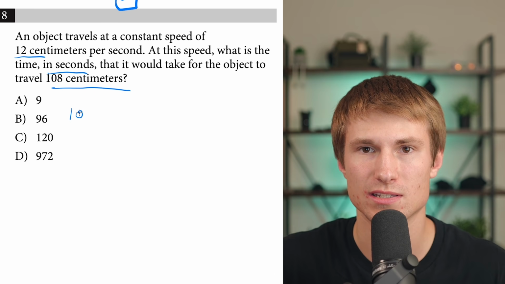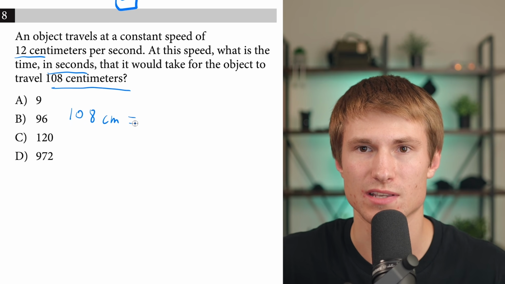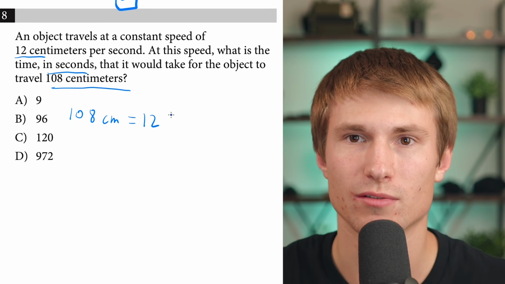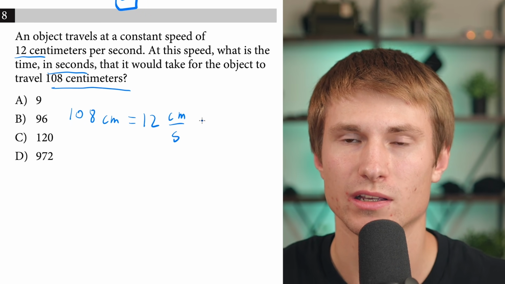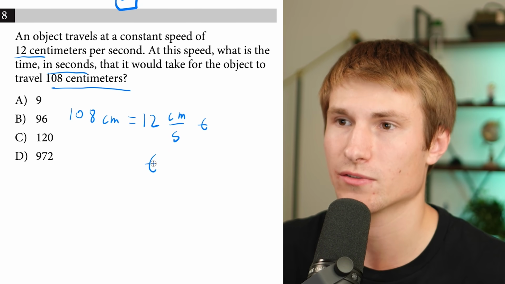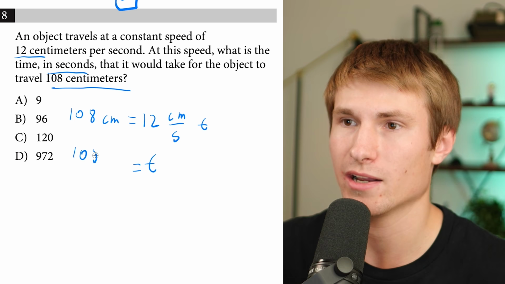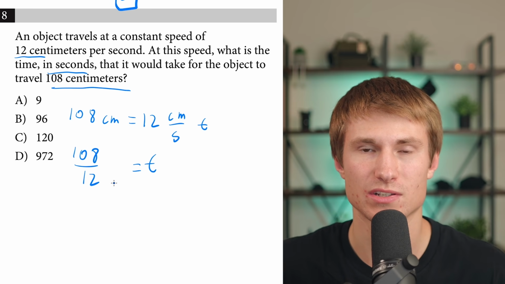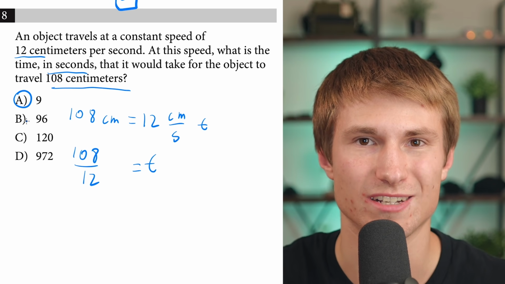Well, this is pretty easy. The distance that you're traveling is 108 centimeters. You want to know how long it's going to take you. You are traveling at 12 centimeters per second. Okay, you're multiplying by your time in seconds. We'll have t represented as time. In order to solve for t then, all you got to do is divide 108 by 12 to get your answer. When you do that, you're going to end up with your answer of 9, which is answer choice A.